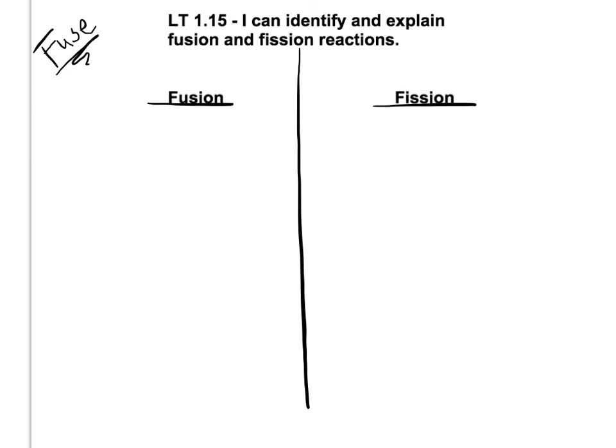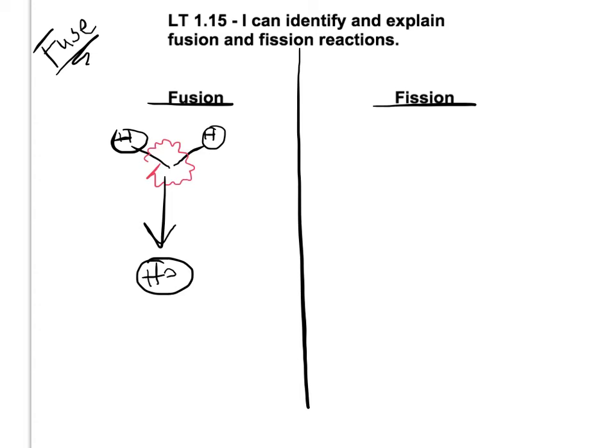An example of this would be two hydrogen atoms, an H and an H. Under immense pressure, these two can get smushed together, and when they smush, they will create one atom that is bigger, in this case helium, plus energy. This is a fusion reaction because two small atoms come together to create a slightly bigger atom plus energy. That is fusion.